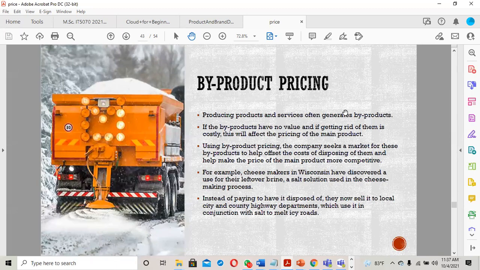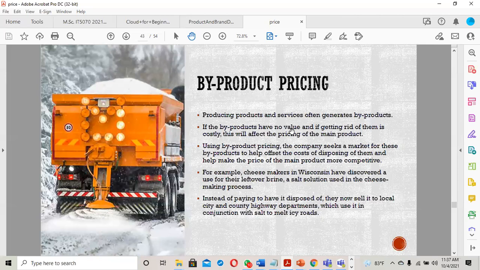So although it is a waste product to your company, that might be an input to another company. So some other company is ready to buy these byproducts that are produced by your production process. So you have to find those things like byproducts, then you can sell them, byproduct pricing. So if the byproducts have no value, and if getting rid of them is costly, this will affect the pricing of the main product.